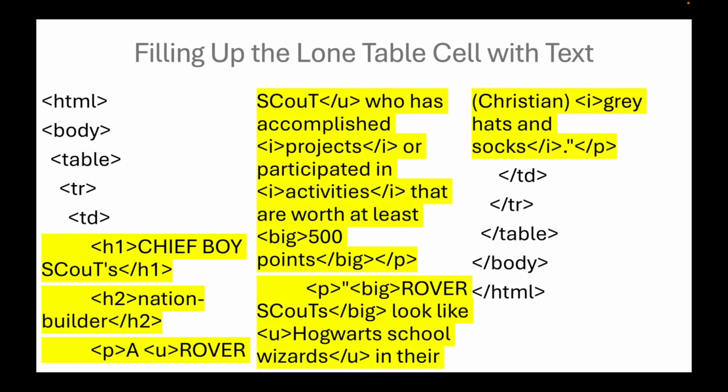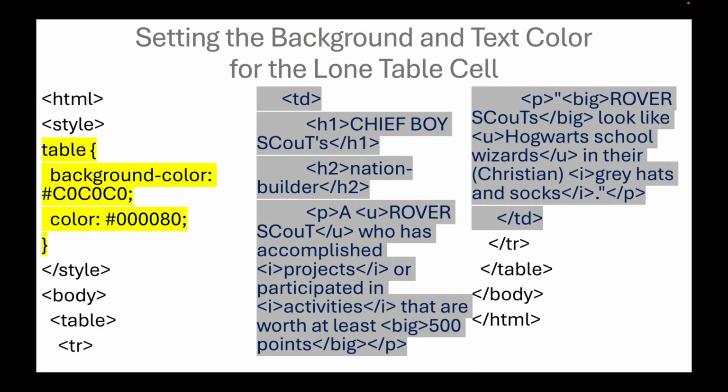In the same manner, we will fill up the lone table cell with text. H1 to H6 for title and P for the paragraphs. We will now set the background and text color of the lone table cell using CSS. It can be done with CSS this time because the HTML is for individual color assignments for each of those 4 table cells in the previous tutorial.